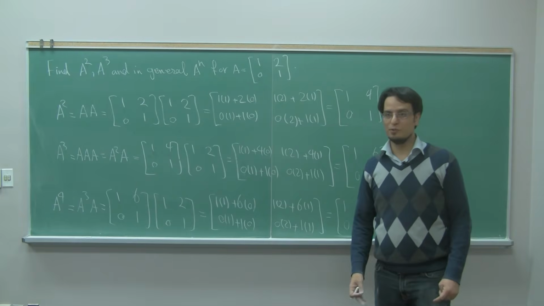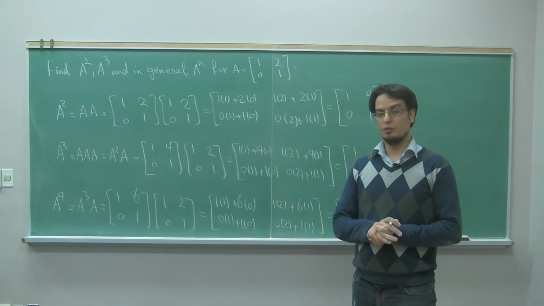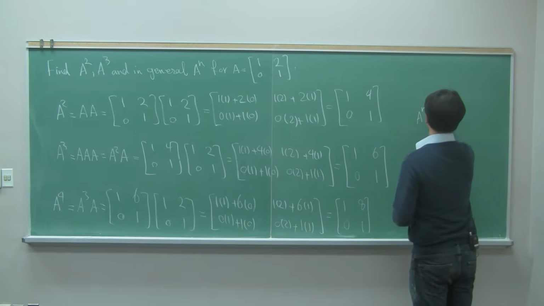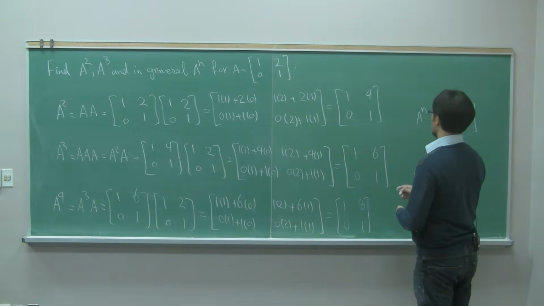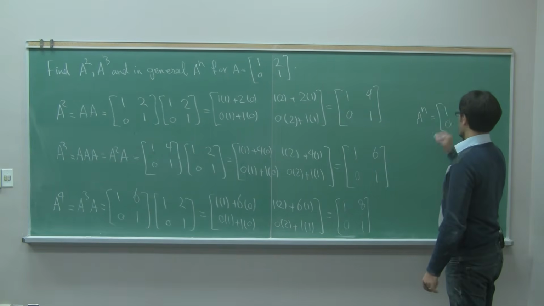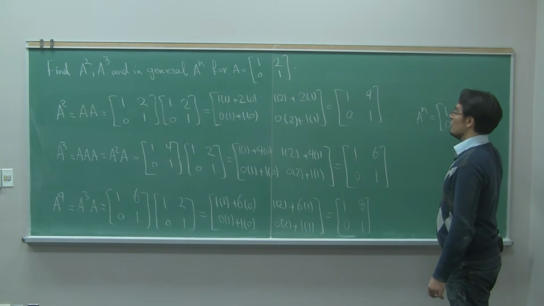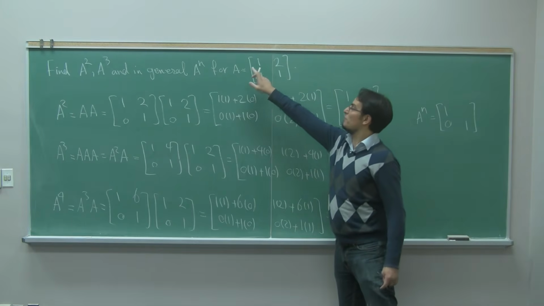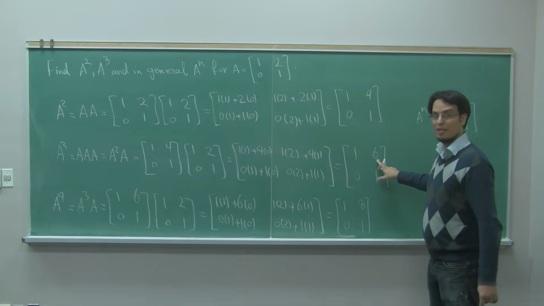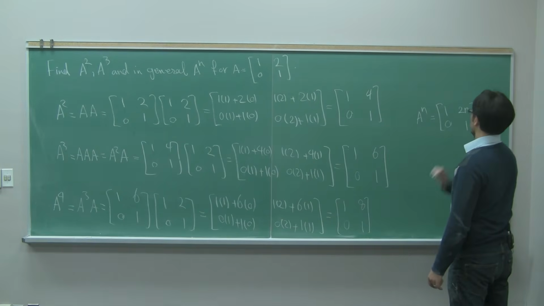If you know the techniques for proof, you can do induction and prove that Aⁿ, as our examples show, will be 1, 1 on the diagonal, 0 in the 2,1 entry, and the 1,2 entry is 2 times the power. 2 times 1 is 2, 2 times 2 is 4, 2 times 3 is 6, 2 times 4 is 8. So I have 2 times n.